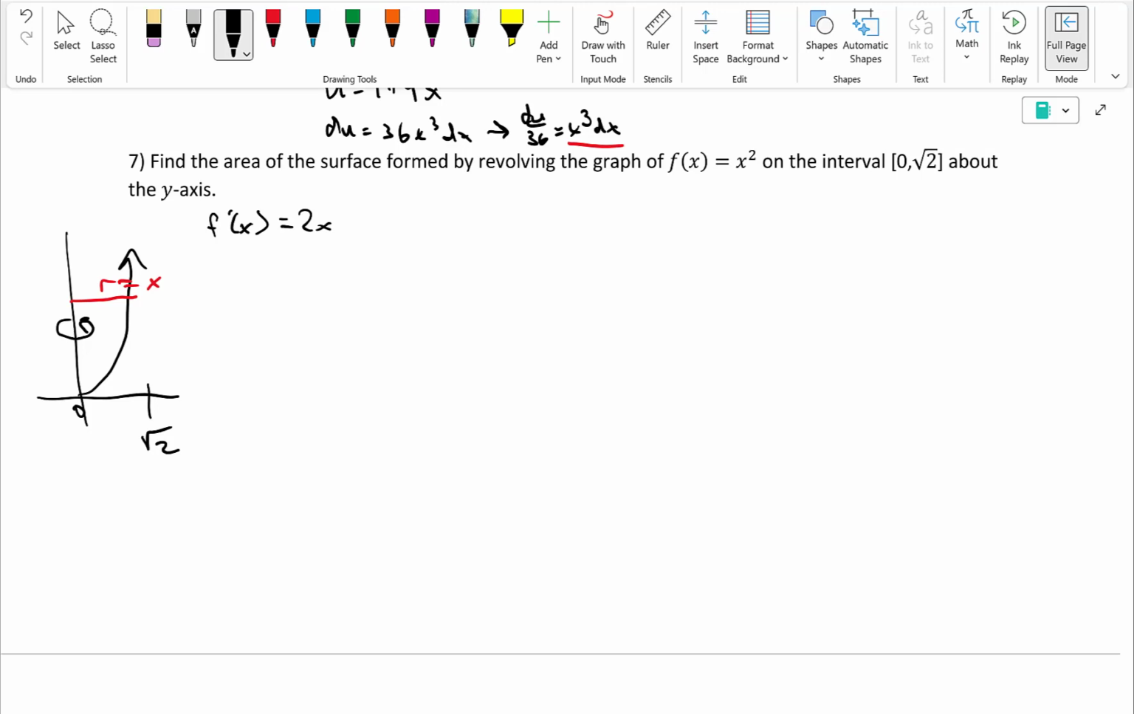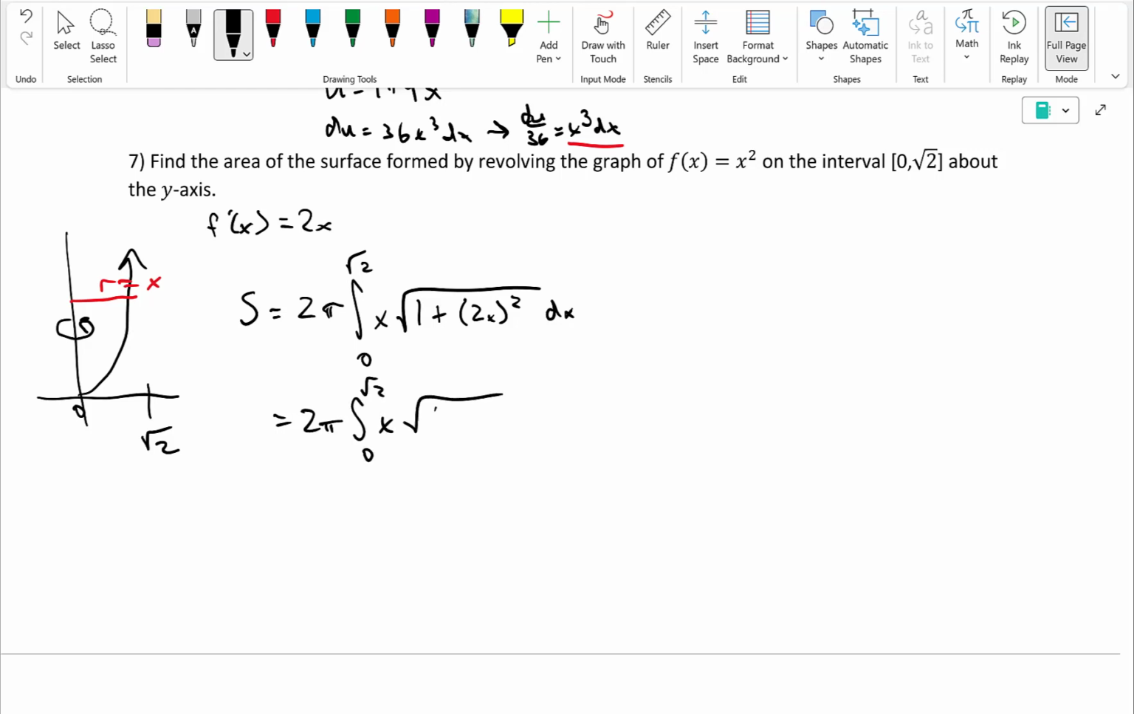For our surface area, we've got 2 pi integral from 0 to root 2 of x times the square root of 1 plus quantity 2x squared dx, which gives us 2 pi integral 0 to root 2. X is still outside. Underneath, when we simplify, we get 1 plus 4x squared. You can see that same relationship: we've got x outside, x squared inside. So we can make our u the 1 plus 4x squared. du then is 8x dx, or du over 8 is x dx.